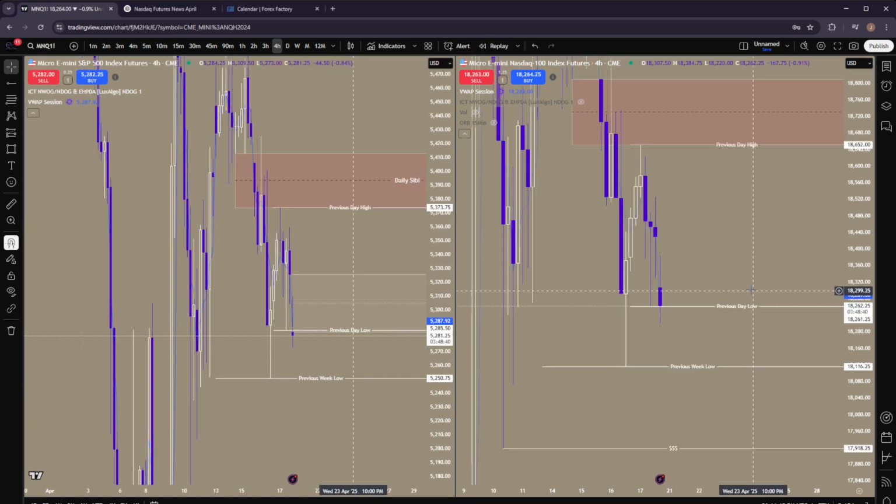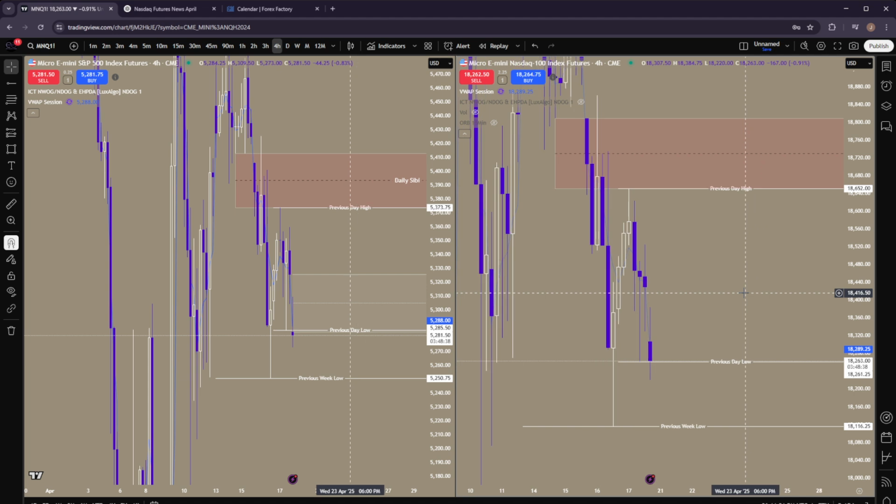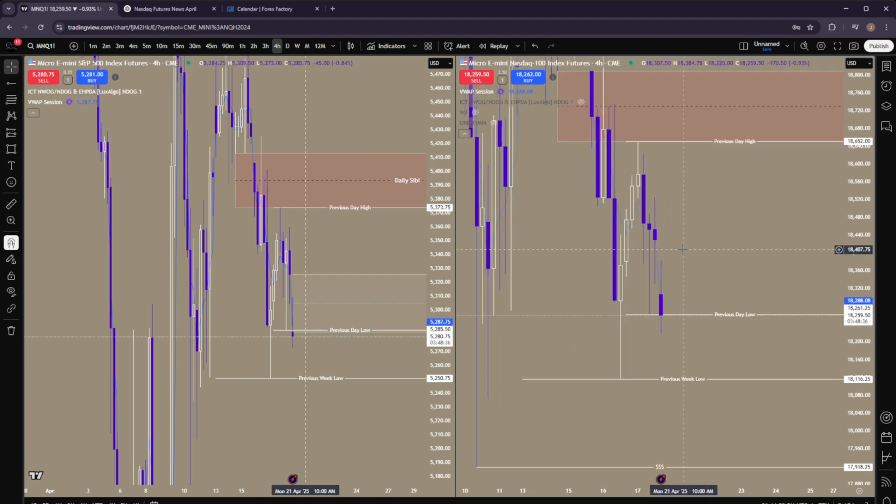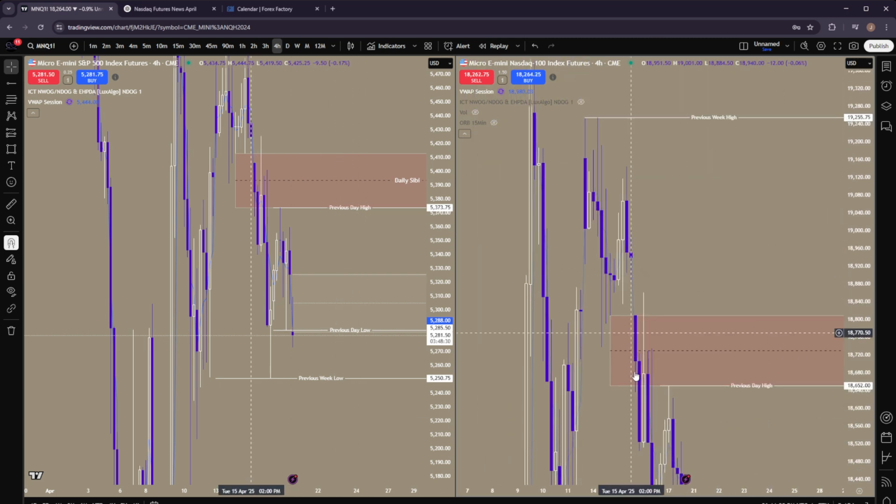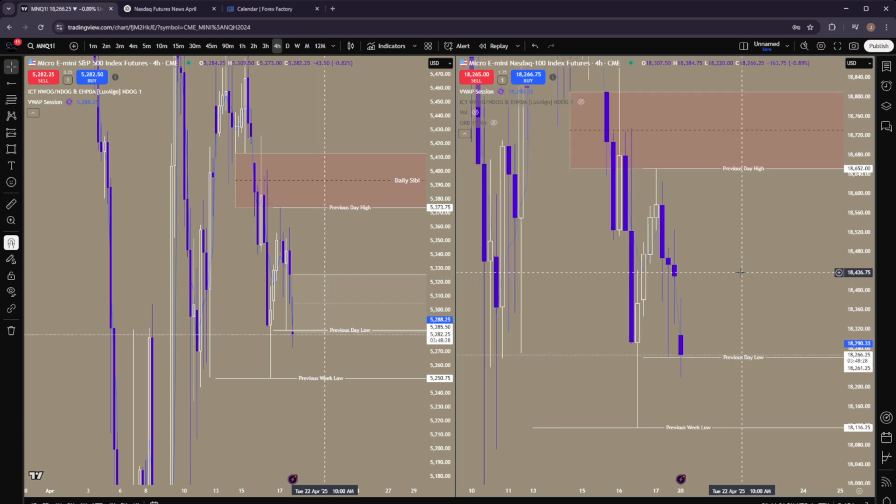Obviously, we have a gap down, so we might see a little bit of a continuation of this move down during our Asia session. London session, I'd want to see a little bit of a reversal back up to that previous day fair value gap, all the way up here. So that's kind of what I'm seeing on the 4 hour.